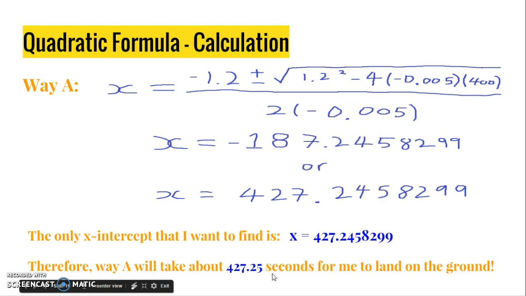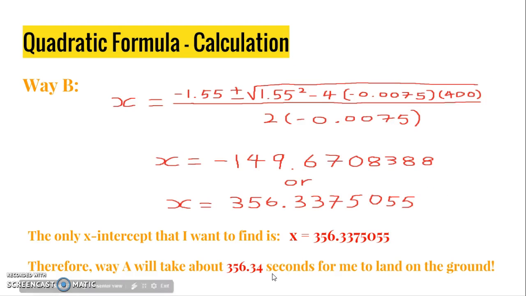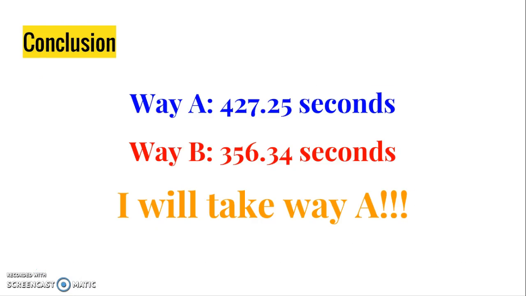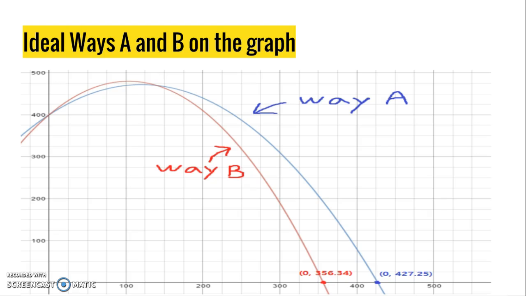With the same procedure, I found that for way B, it will take about 356 seconds for me to land on the ground. So in conclusion, since way A takes more time for me to land, it is a better way. Therefore, I will take way A for paragliding in the future. Lastly, I will finish this presentation by showing ways A and B on the graph paper so you can understand the presentation more mathematically. As you see, I imagined the paragliding to be a parabola on the graph paper just like these 2 parabolas, in order to find the time taken for paragliding just like these 2 x-intercepts.